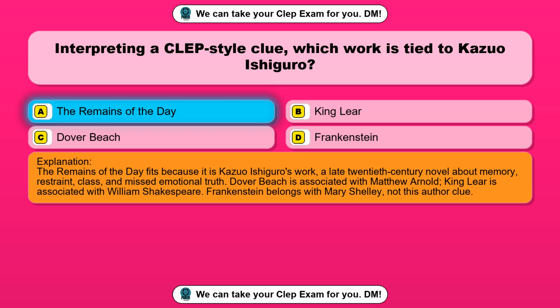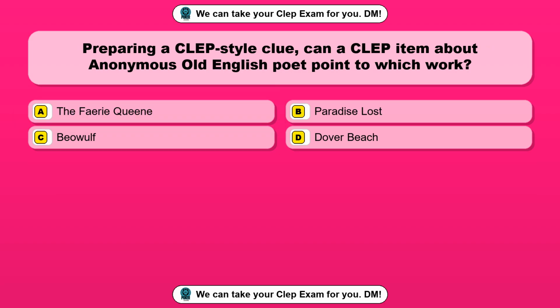Clue. Question 53. Preparing a CLEP-style clue, can a CLEP item about anonymous Old English poet point to which work? Option A. The Fairy Queen. Option B. Paradise Lost. Option C. Beowulf. Option D. Dover Beach. The correct answer is option C.